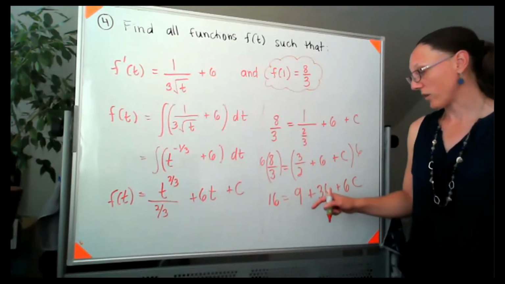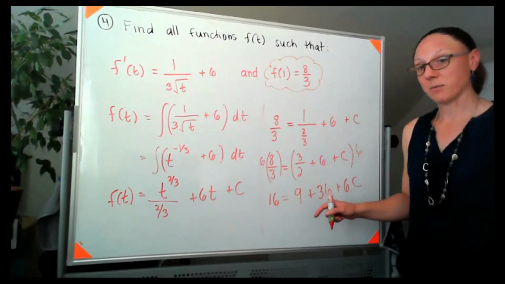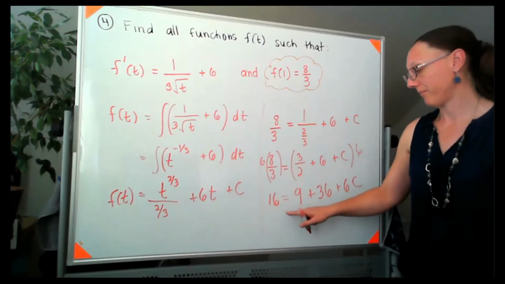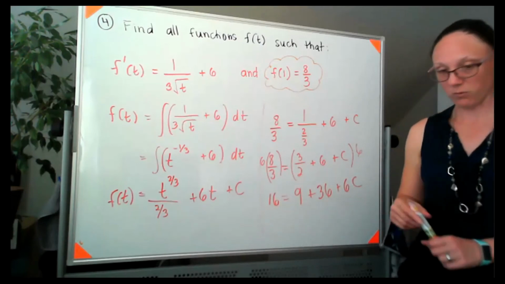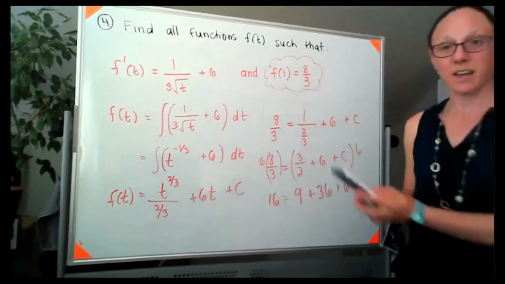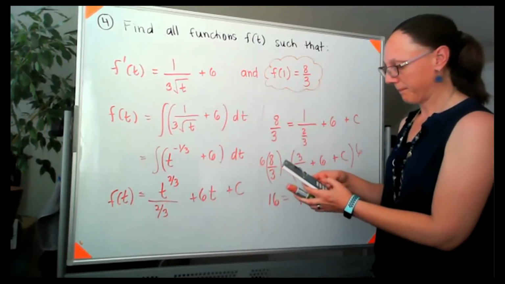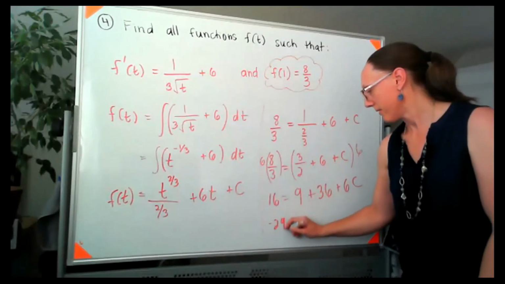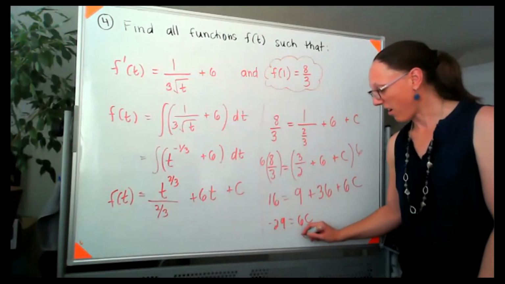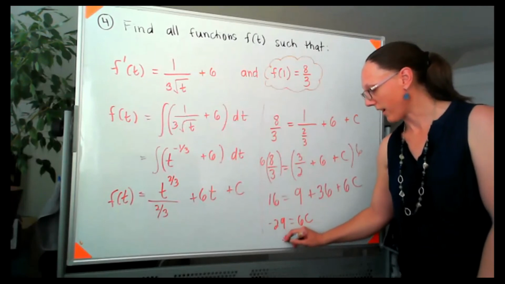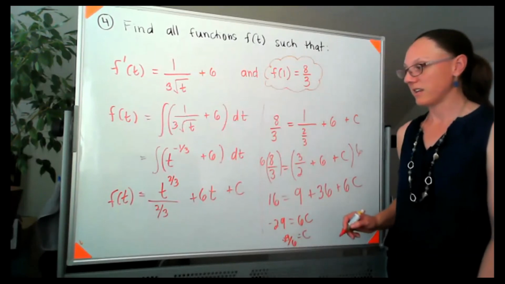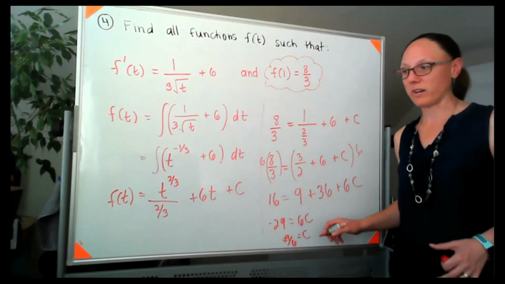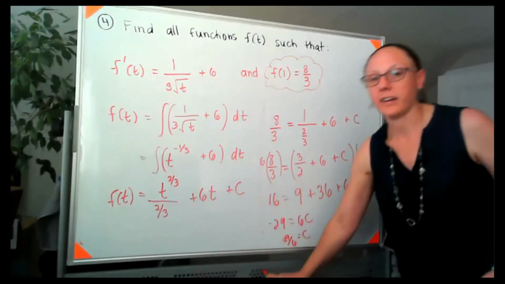16 minus 45. Man, it's a Monday afternoon. Some number. Okay, let me do this. 16 minus 45? It's this kind of Monday. Great. Negative 29 it is equal to 6c. So my constant is equal to negative 29/6. So my final answer is to take that negative 29/6 and plug it in right here.